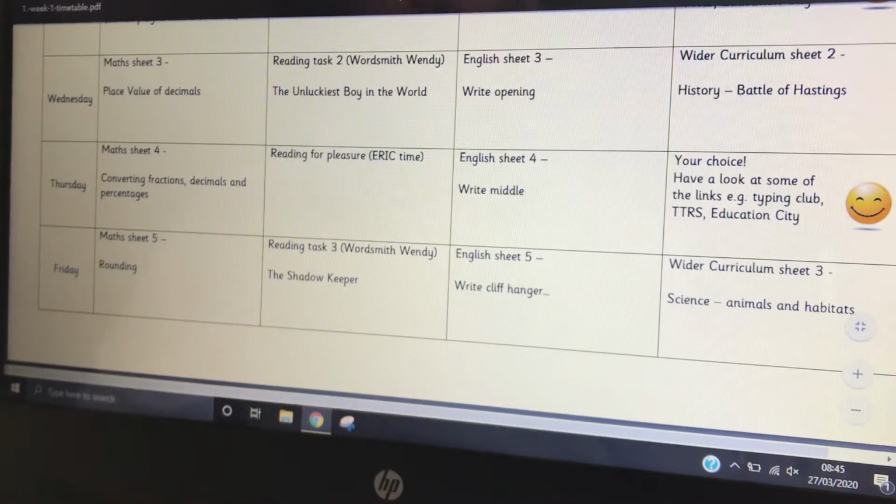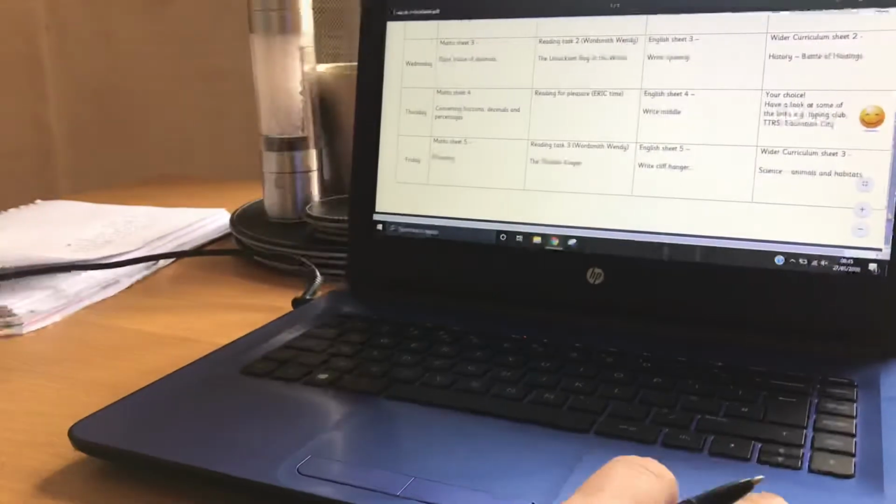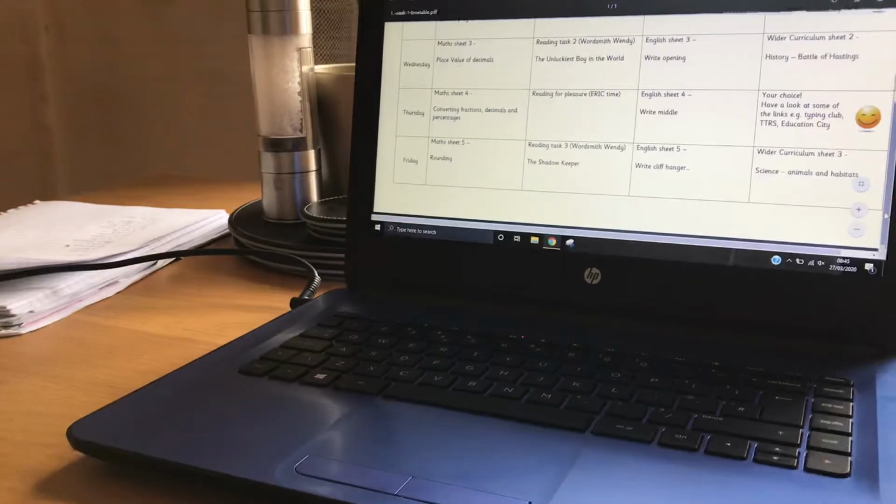Morning Year 5s, it's Friday and we're going to start with our maths sheet 5. You'll notice it says rounding, so we'll get straight into it. We'll get our do now sorted first, which is on the other side of the paper.